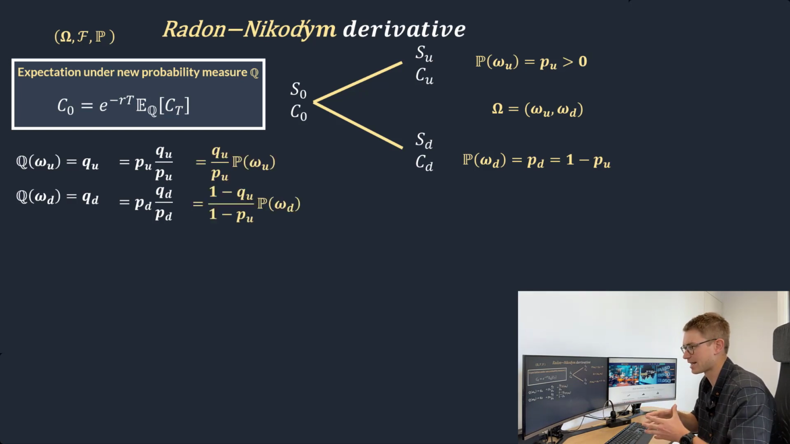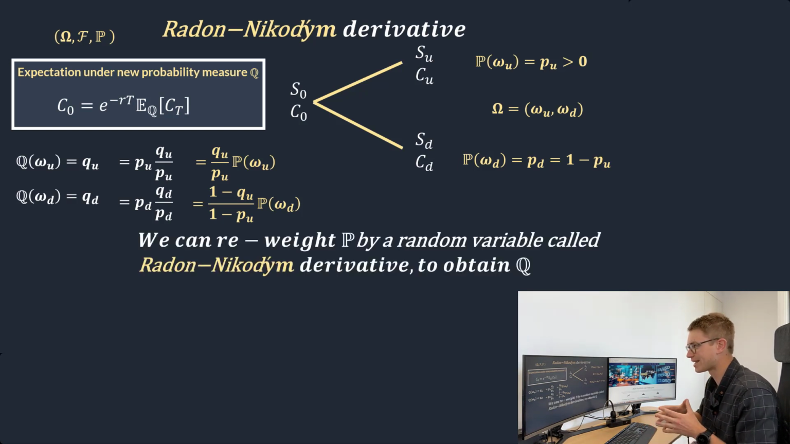So what we actually get is that this random factor, this risk-neutral derivative factor, if you multiply it by the physical probability measure, you can translate it into the risk-neutral world space under this Q probability measure, and that's a very important distinction. So we can reweight this physical probability measure P by a random variable called the Radon-Nikodym derivative, and we can obtain this new probability measure space, which we're denoting by Q.